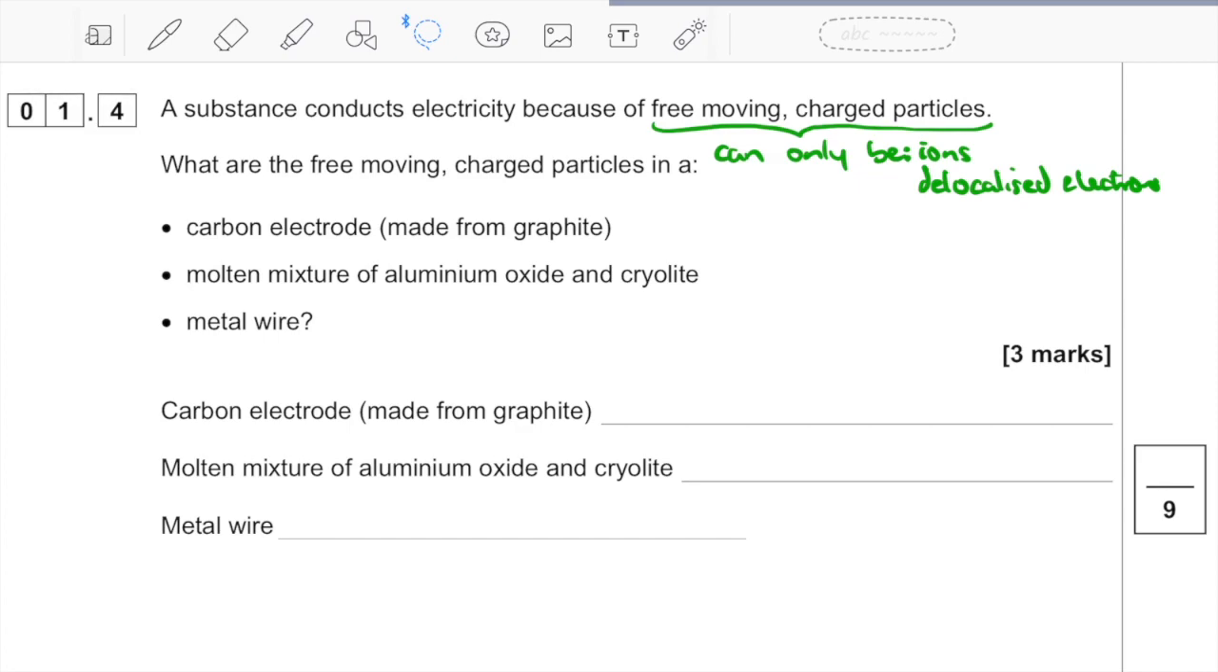So if we think about the carbon electrode, they told us that it's made from graphite. One of the features of graphite is that each carbon atom only has 3 bonds. So that means only 3 of its outer electrons are used in bonding, which means there is a spare electron from every carbon atom. This spare electron is delocalized. So there's loads and loads of delocalized electrons, and it's those that are free to move through the structure and carry charge. So our answer here is delocalized electrons.